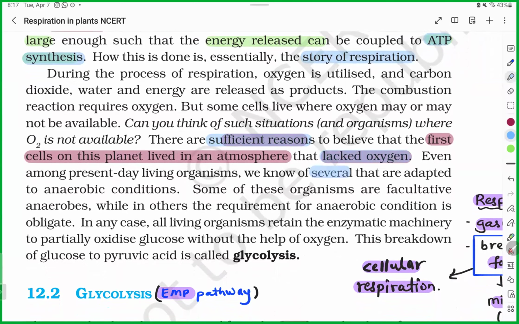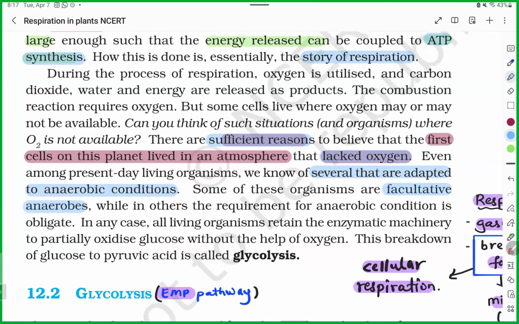We know many organisms that are adapted to anaerobic condition. Anvita, tell me one organism which is adapted to the anaerobic condition given in NCERT. Mycoplasma. Very good. Mycoplasma is aerobic, but it can survive without oxygen. Anaerobic. Some become facultative anaerobic. In special condition, they become facultative anaerobic.